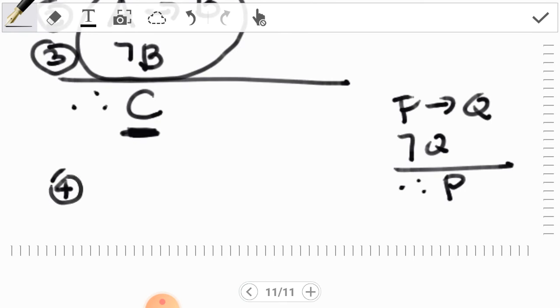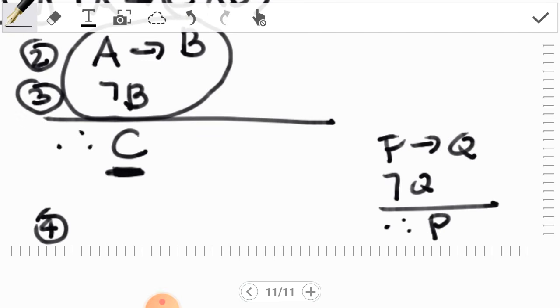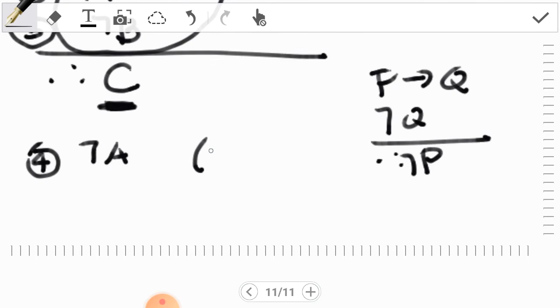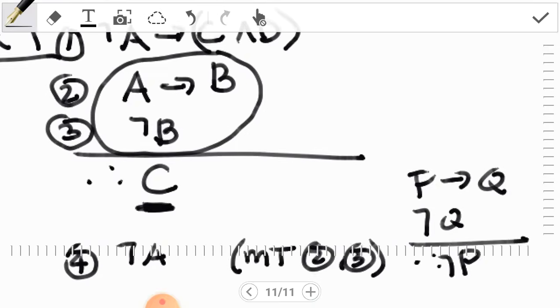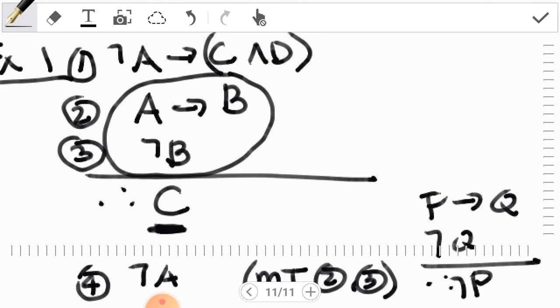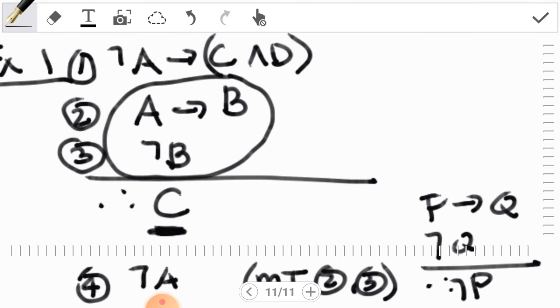So we now add that as our new premise. Using modus tollens, this will now be, sorry, this must be not P. That's modus tollens. A implies B, not B, therefore not A. What's the reason there? We have used modus tollens of premise number 2 and premise number 3. So we get not A. So these are the premises that we now have, 1, 2, 3, and 4.